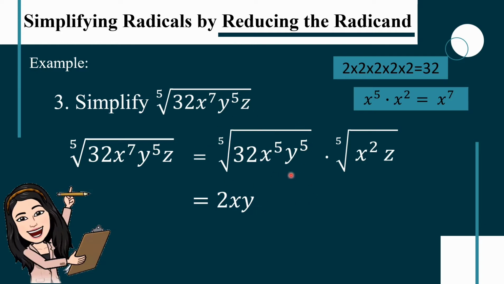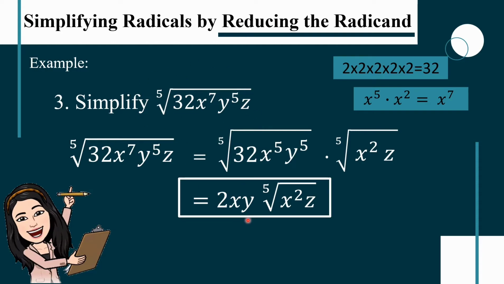Since na-simplify na natin 'to, naalis na natin siya sa loob ng radical, what will happen to this part? Yan. We only need to copy it, or i-multiply lang natin doon sa ating 2xy. Kinopya lang, we have 5th root of x squared z. Kasi simplified na siya. So therefore, our final answer or the simplest form of this expression is equal to 2xy 5th root of x squared z.